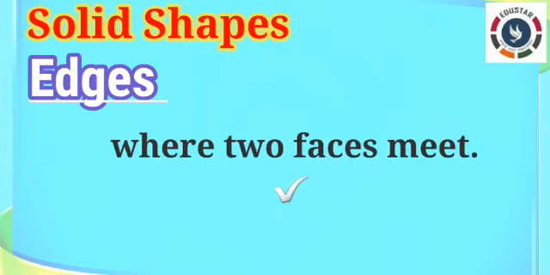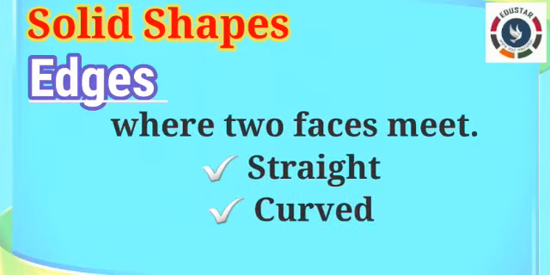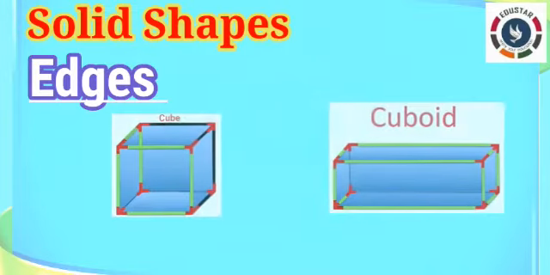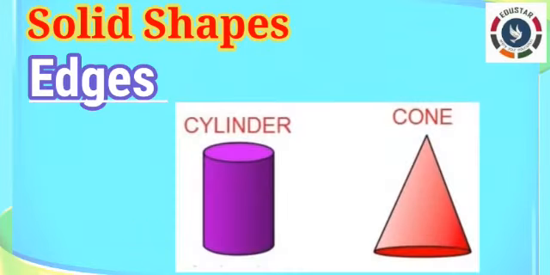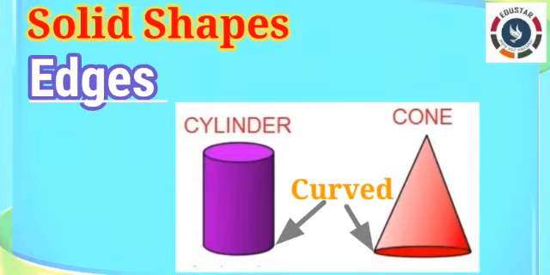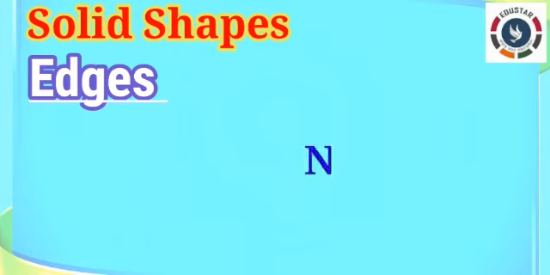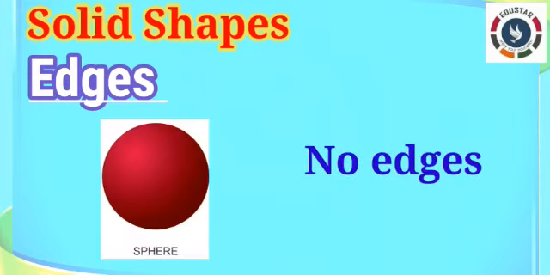Next, edges. An edge is where two faces meet. It may be straight or curved. Cube and cuboid have straight edges. Cylinder and cone have curved edges, but there are no edges in a sphere.